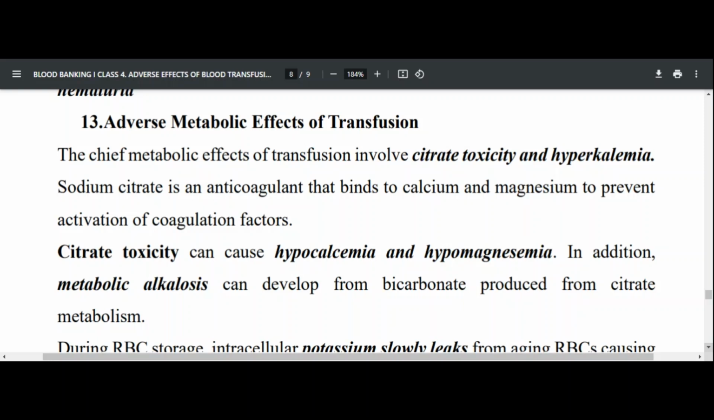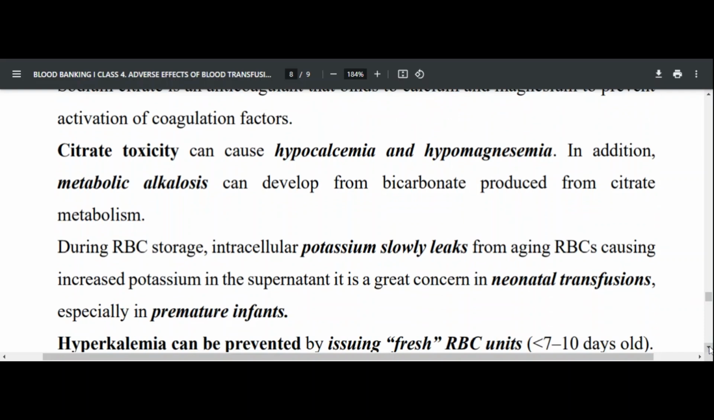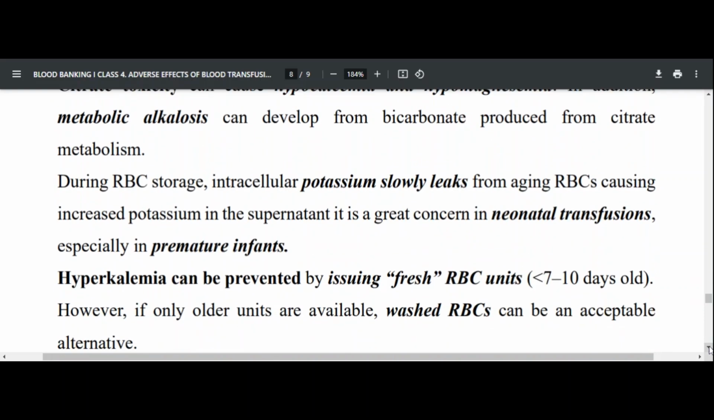This happens because of citrate metabolism, because citrate is an anticoagulant, and of course, in transfusion you cannot remove it. You will still transfuse it with the blood, so it can cause problems, as well as, of course, hyperkalemia, especially during storage of blood. Intracellular potassium can leak out from RBC, and then it becomes so much. So it can be a great concern for neonatal transfusion and sometimes premature infants. It can be a serious problem.